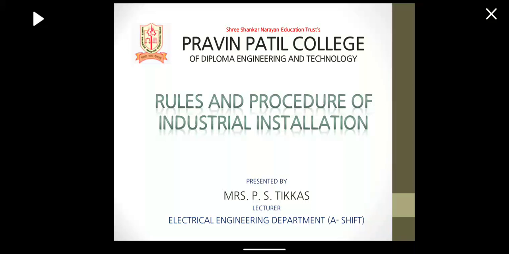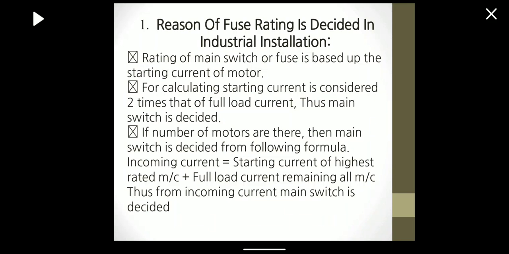Next topic of the third chapter is rules and procedure of industrial installation. First topic is the reason the fuse rating is decided in the industrial installation. The rating of the main switch or fuse is based on the starting current of the motor. For calculating the starting current, 2 times the full load current is considered. Thus the main switch is decided.